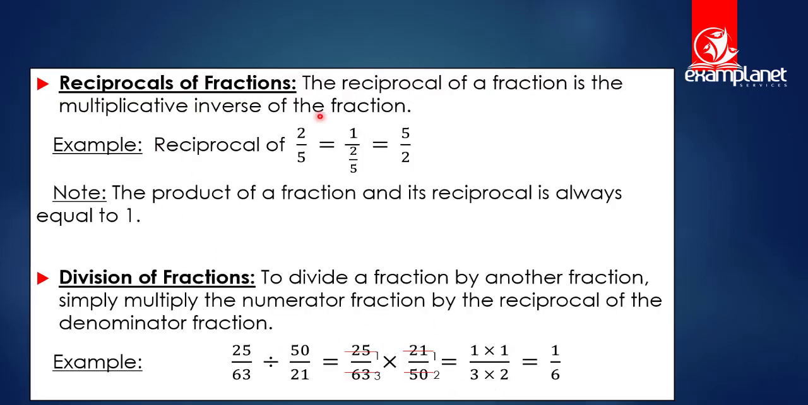Okay, then we have reciprocals of fractions. The reciprocal of a fraction is the multiplicative inverse of the fraction. And what do we mean by multiplicative inverse? You're talking about a number that will multiply another number to turn it to 1. That's what we mean by multiplicative inverse. So the multiplicative inverse of a fraction is its reciprocal. So the multiplicative inverse is the same as the reciprocal of a fraction. So for instance, if I have 2 over 5, the reciprocal of 2 over 5 means 1 over 2 over 5, and it simply turns to 5 over 2.